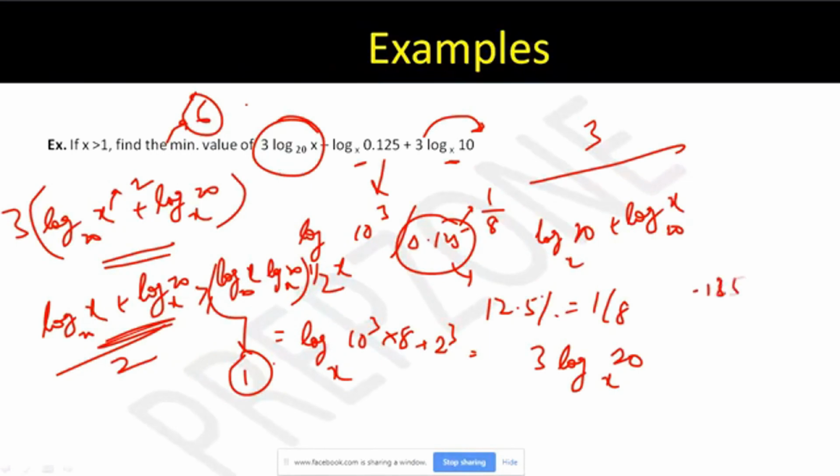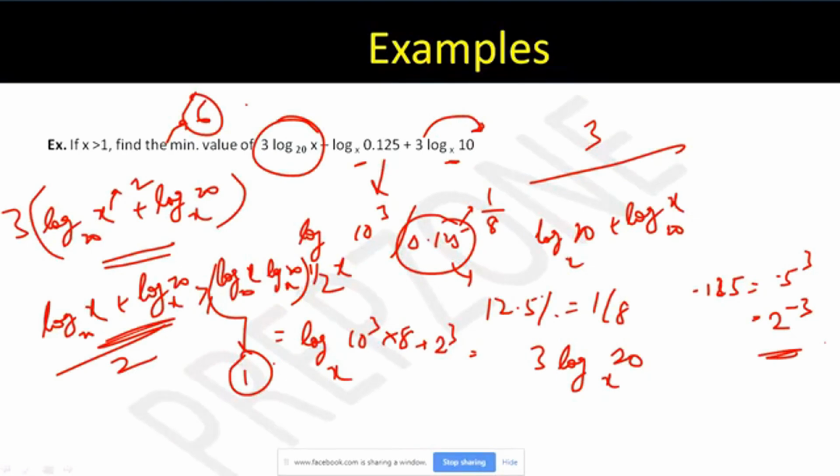0.125 is 0.5 whole cube, and what is 0.5? 1 by 2. So this is basically 2 to the power minus 3. In whatever way you want to do it, you can do it because it's in the denominator. So 1 by 0.5 cube will essentially be equal to 2 cube. Okay, let's move ahead. Assuming there are no doubts here.